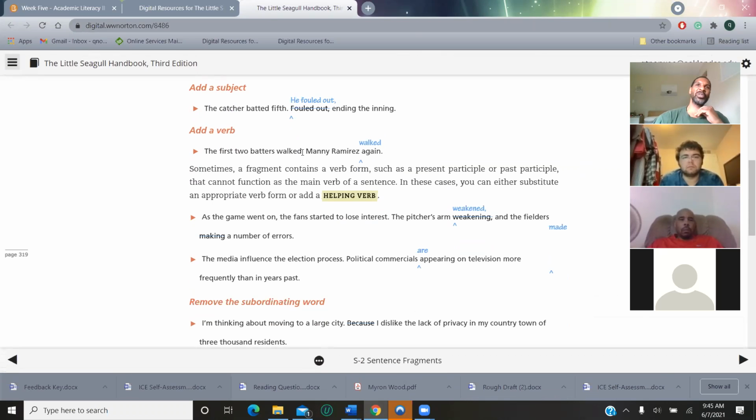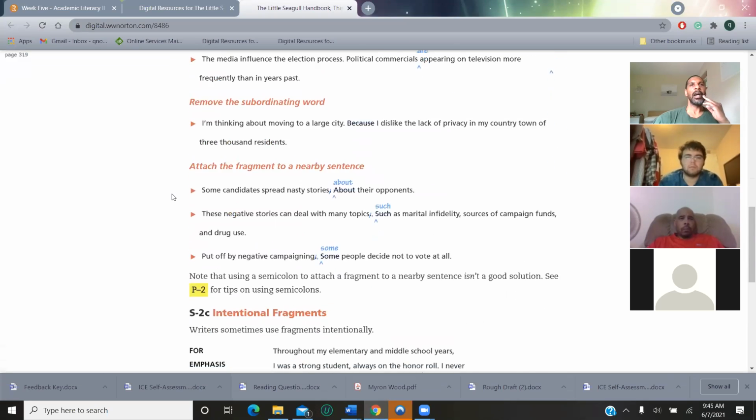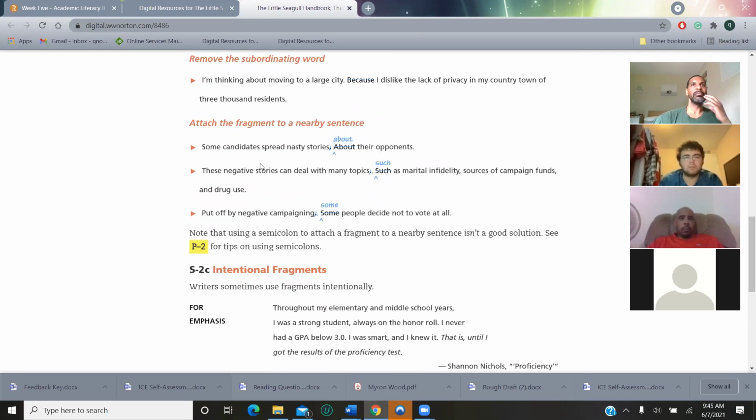There's a lot of ways to fix this. I would go with a comma and a coordinating conjunction with this one. Can you say Manny Ramirez was one of them? The first two batters walked. I would still do the same thing. I would go comma and Manny Ramirez was one of them. Now another way to fix it is just to join.